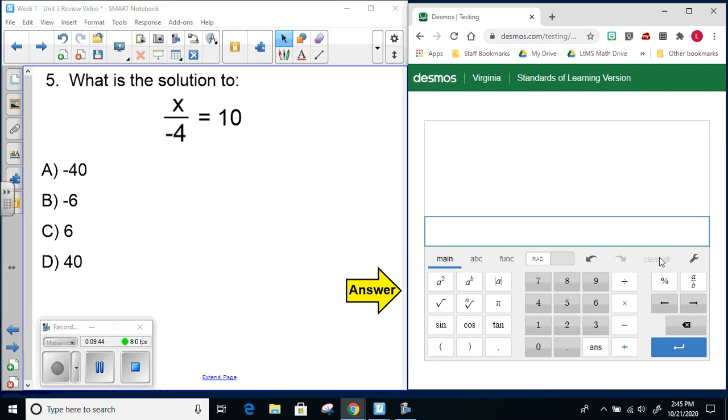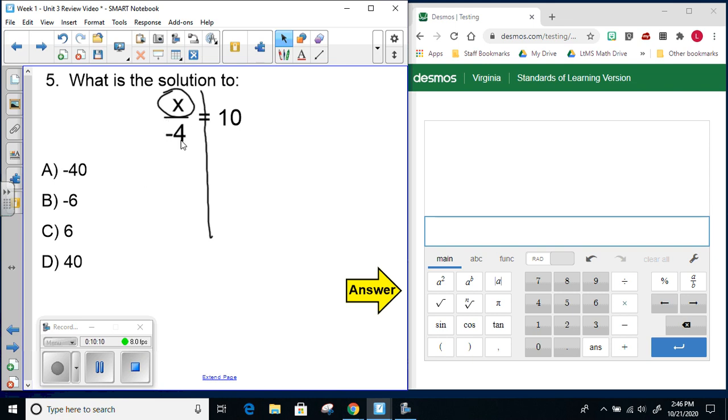It says, what is the solution to x divided by negative 4 equals 10? So this question is asking us to solve for x. Remember, when you want to solve for a variable that you don't know, like x, you want to get x by itself. So ask yourself, what operations are happening to x in this problem? Well, x is being divided by -4.